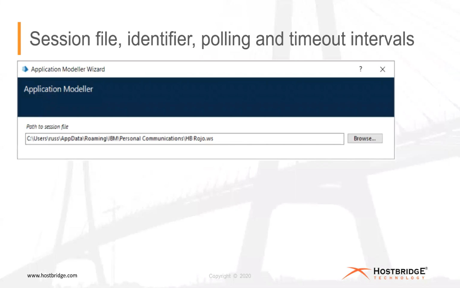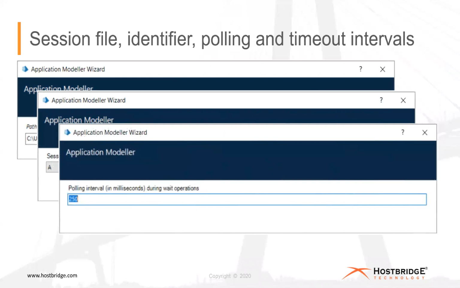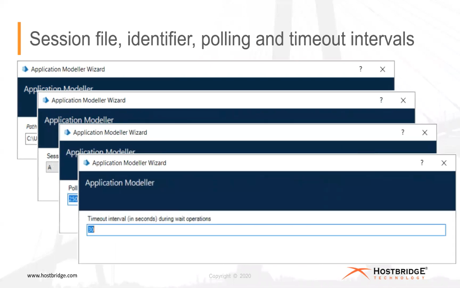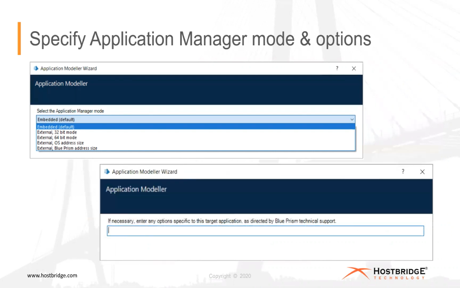Obviously, I have to identify the emulator. I have to define lots of attributes as we indicated, things like polling intervals and timeout intervals. And then I have to specify a mode of the application. The only one I could really get to work well was this embedded option. And since I was trying to get a quick win here, that's what I used.